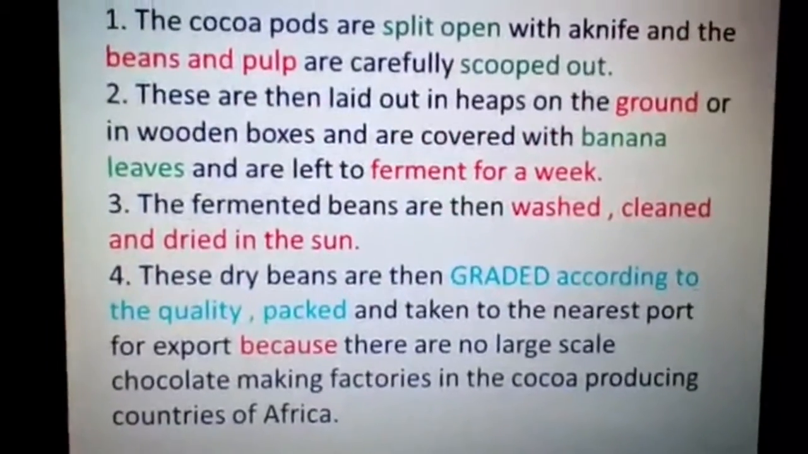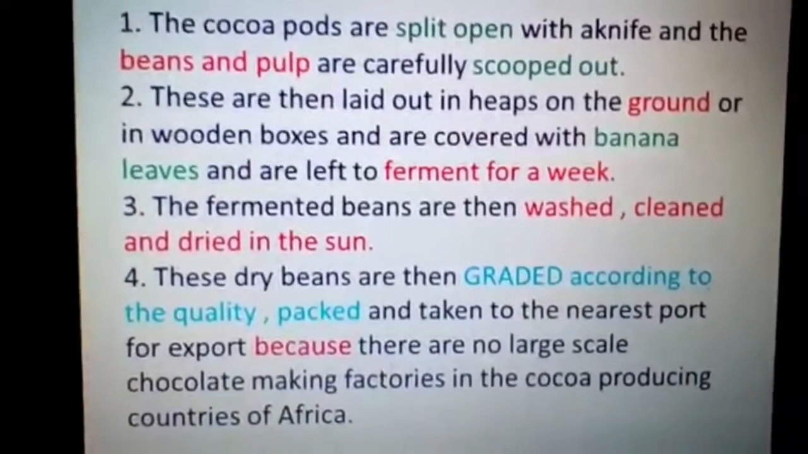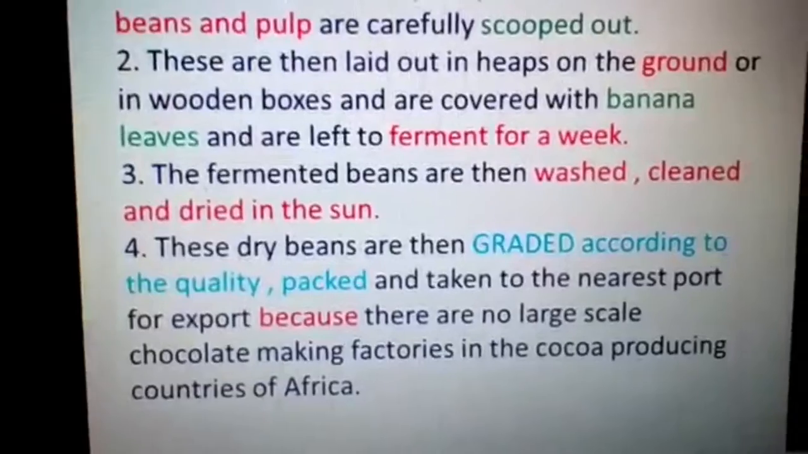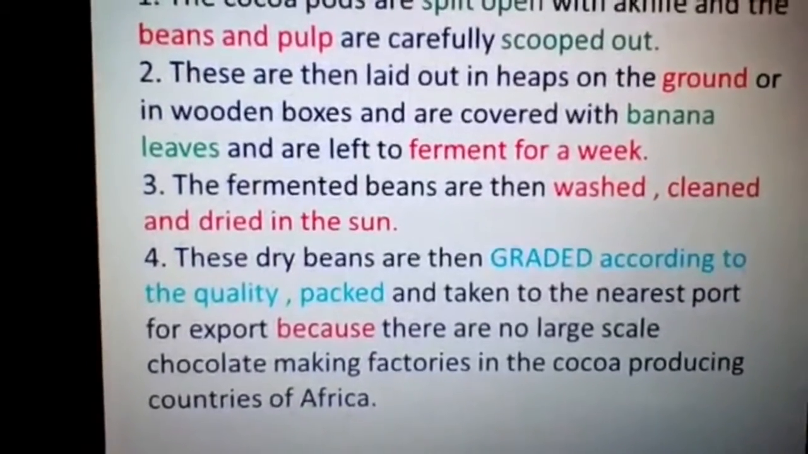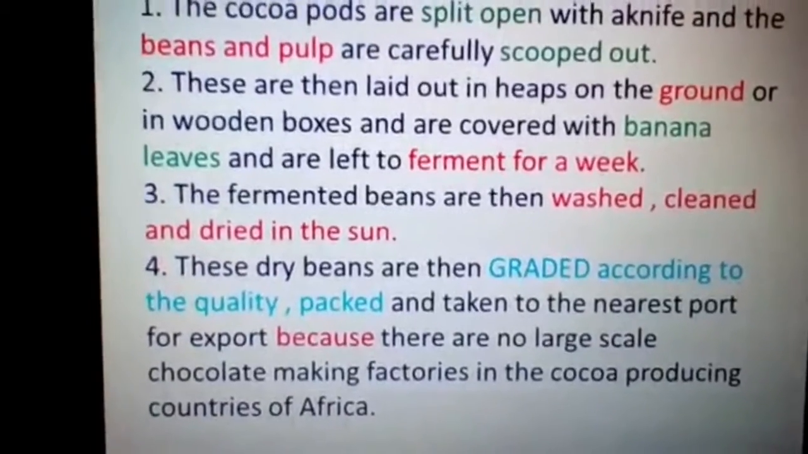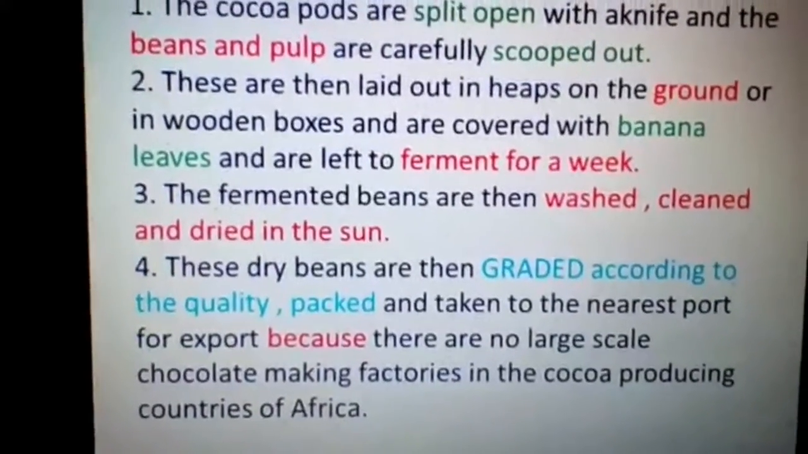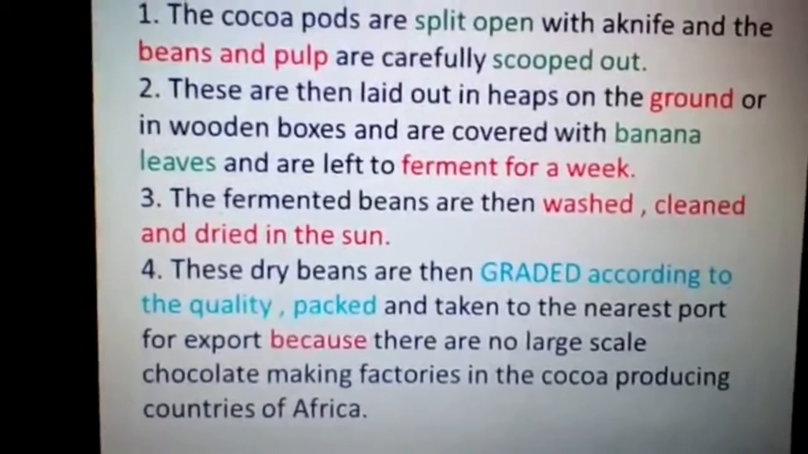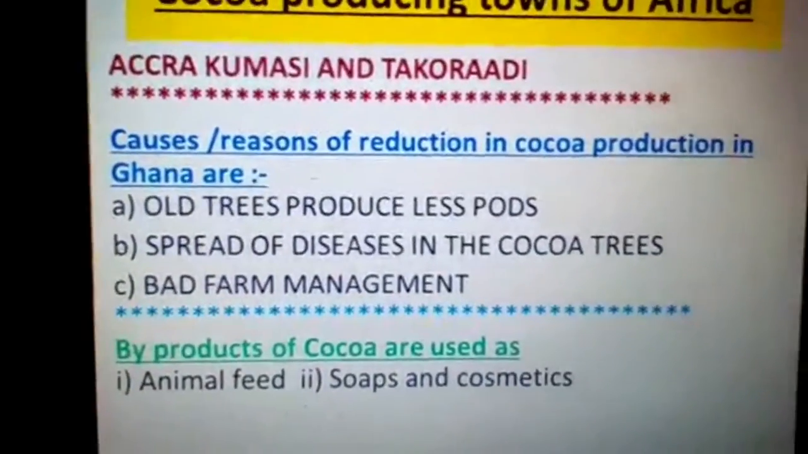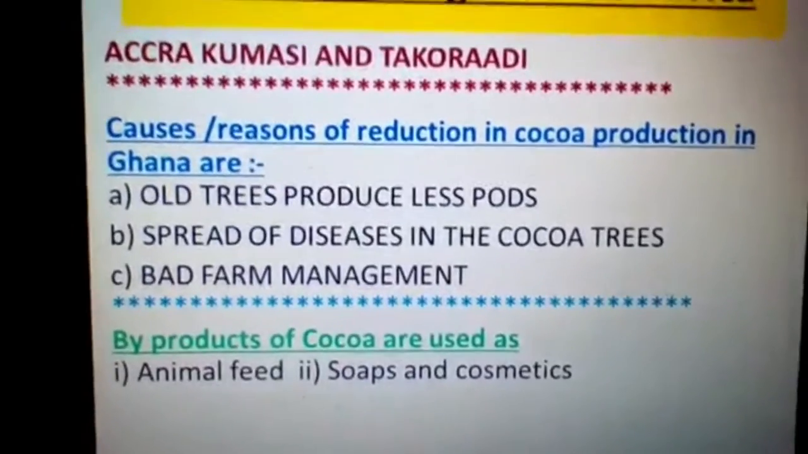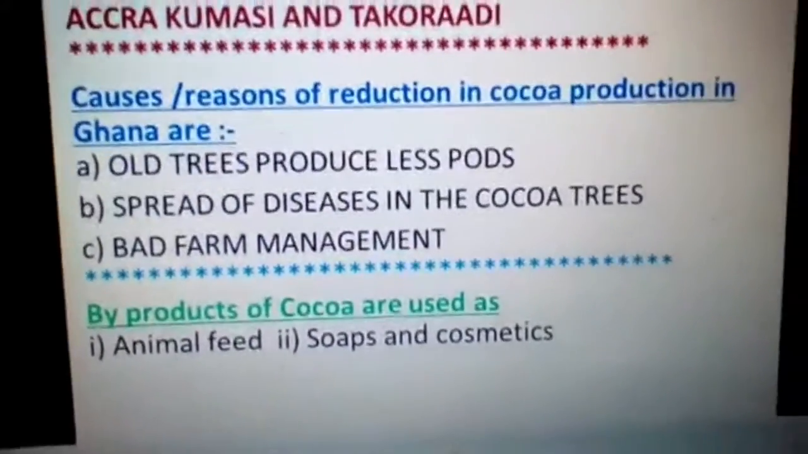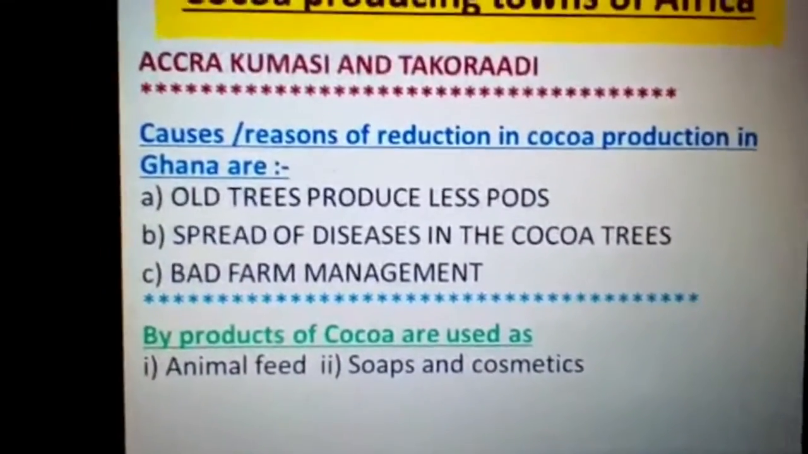Now, all these processes you will see clearly and completely in the video which I am tagging along, which I have chosen from YouTube. It's a very good documentation from the National Geographic Channel, and they have clearly shown all these four steps and how they are done. In that video, you'll also be looking at the reasons or the causes of reduction in the cocoa production in Ghana. What are the basic reasons? In that video, they have clearly discussed those also.